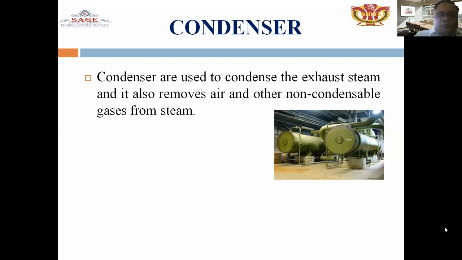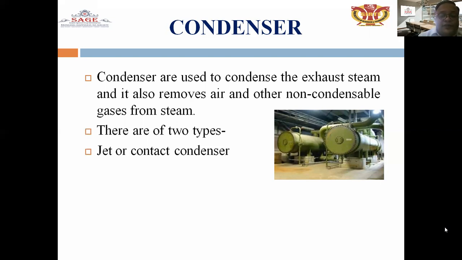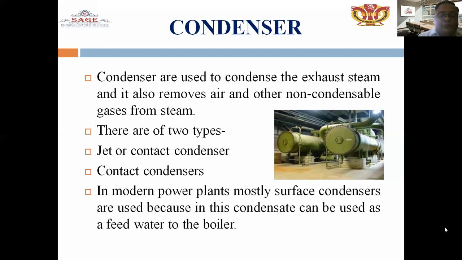or air. Water is supplied from the cooling tower side and takes the heat from the condensing fluid. There are two types of condensers: jet or contact condenser, where both fluids directly mix up. The second type is the surface condenser, and in modern power plants, mostly surface condensers are used because in this, the condensate can be used as feed water to the boiler.